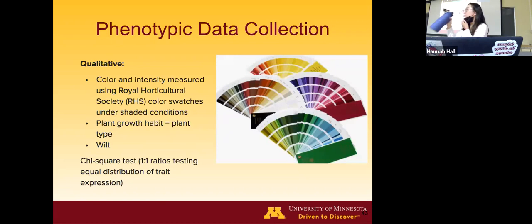So for our qualitative traits, we are collecting data on the color intensity of the petals and different flower parts. And then also information on growth habit and whether or not the plants wilt. All of the color data is actually being measured using a Royal Horticultural Society color swatch fan. An example is up on the slide. We are matching them under shaded conditions. And then we will analyze all this data using a chi-square test.